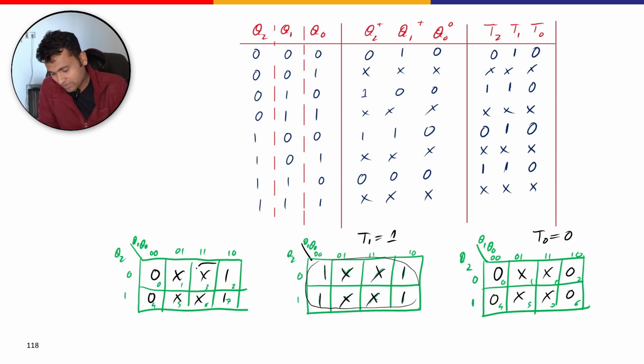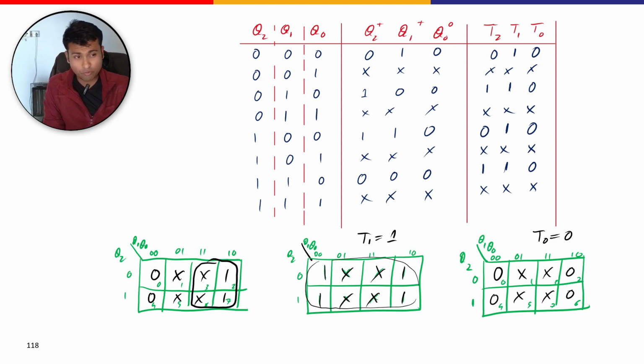And for this, you can make this grouping here. So if you make this grouping, then what is common between the adjacent rows? So nothing is common here. In here, what is common? 1, 1 is the same, right? So here, T2 will become Q1.